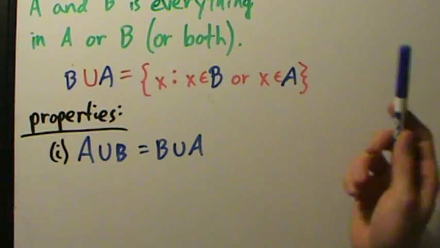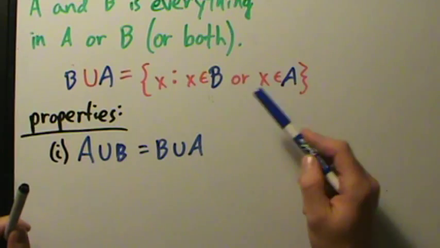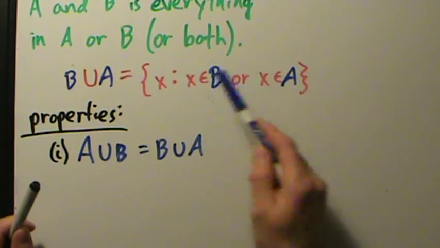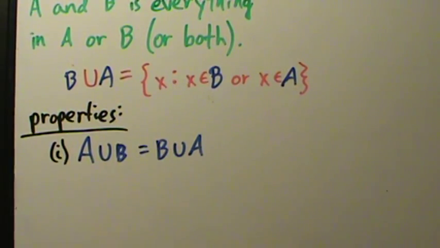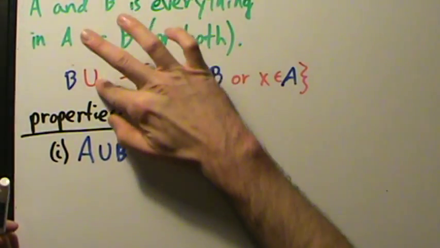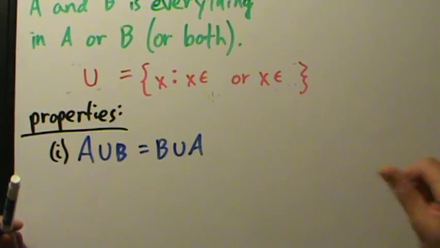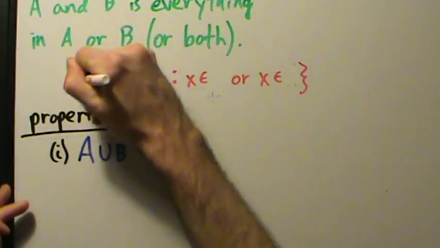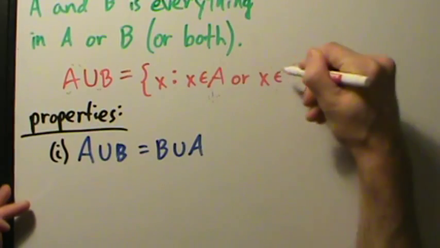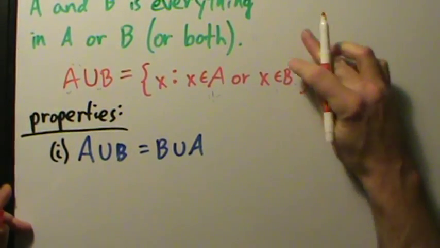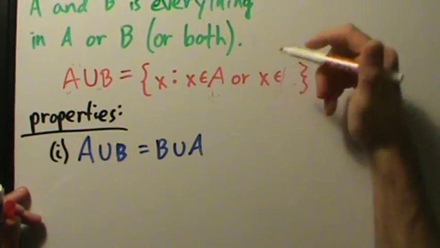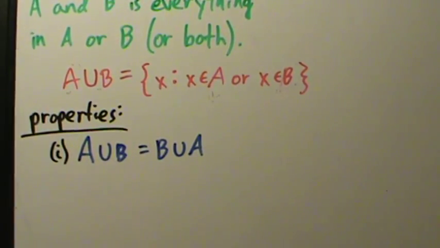It's one or the other or both, right? It's in B or A or both. So absolutely nothing is different here. It looks different the way we write it, but it's still exactly the same thing. So whether you do A union B or B union A, it's exactly the same thing. So property one just tells you that it doesn't matter what order you take unions in, you're just going to get the same thing.